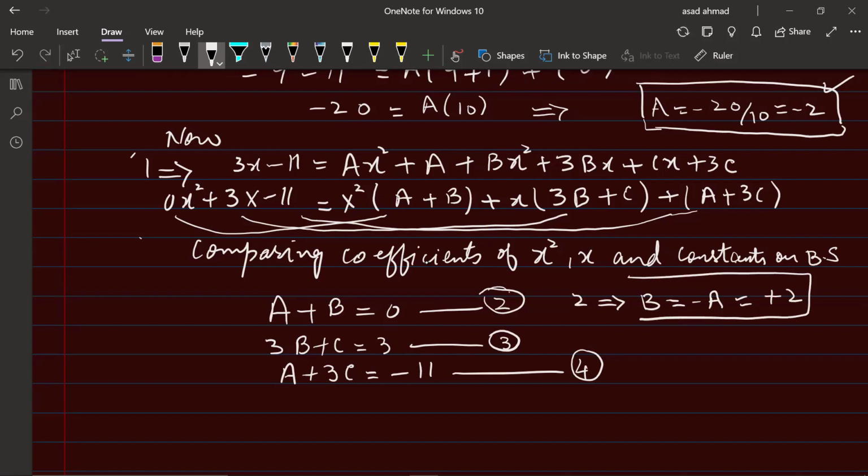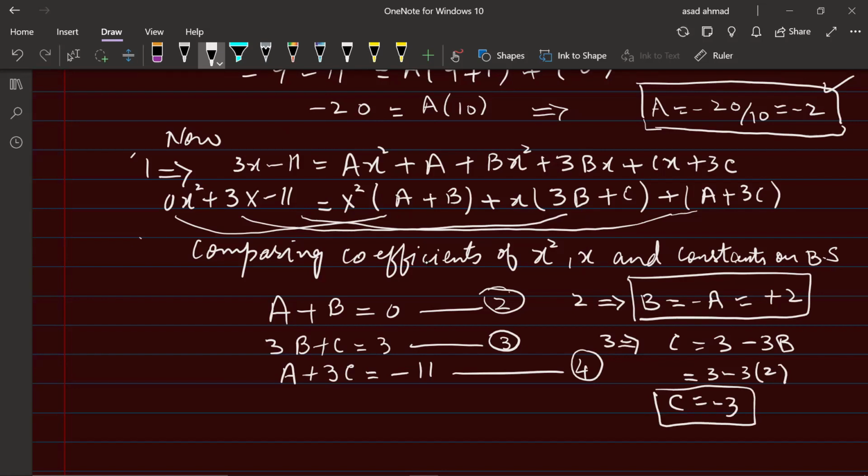This is how we will be able to get the value of b. Now we need the value of c. So if we do the working right in front of equation number 3, that states c is equal to 3 minus 3b. So putting the value of b, just calculated above, it will become c is equal to 3 minus 6 minus 3.